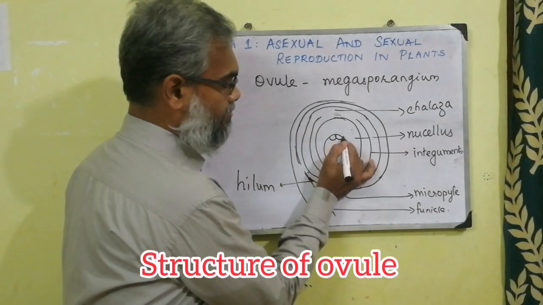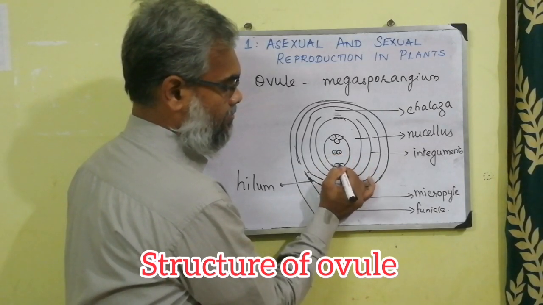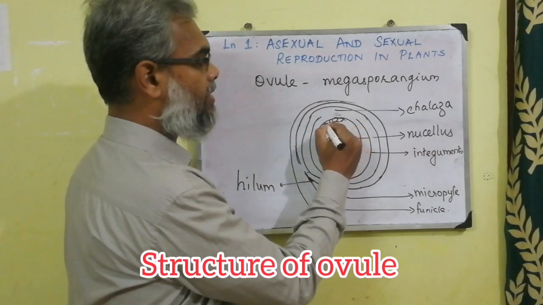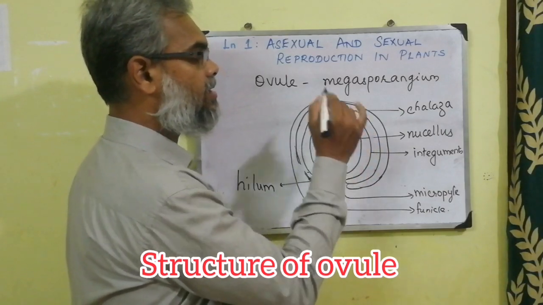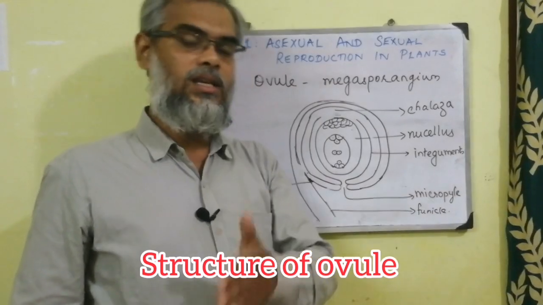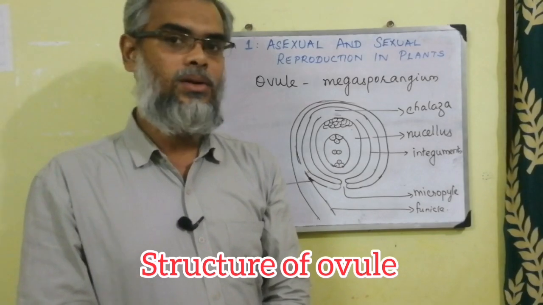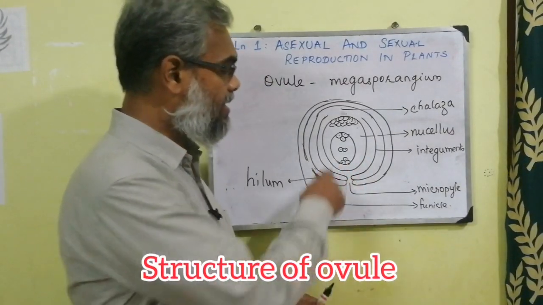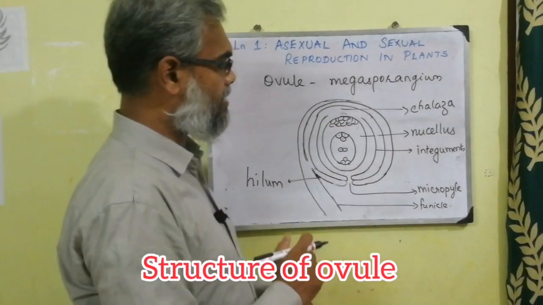3, 2, 3: 8 cells. All these are made up of parenchyma cells. This is the basic structure of the L.S. of the ovule. If you see the longitudinal section of the ovule, you can see these parts. As I said, towards the micropylar end there is a sac called the embryo sac present.